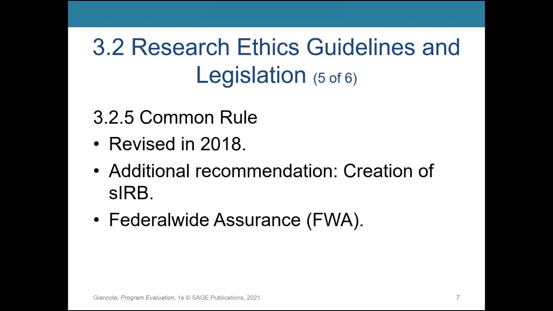They recommended creation of a standard IRB that would review all human subjects research, but that recommendation was not implemented. However, it also included this federal-wide assurance, FWA, which states that an organization will comply with human research regulations. It's required of any organization that accepts federal funding to comply with IRB and other ethical standards for human research.